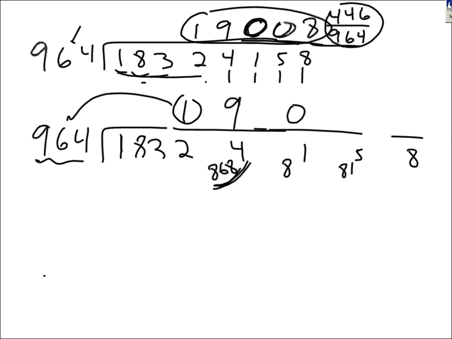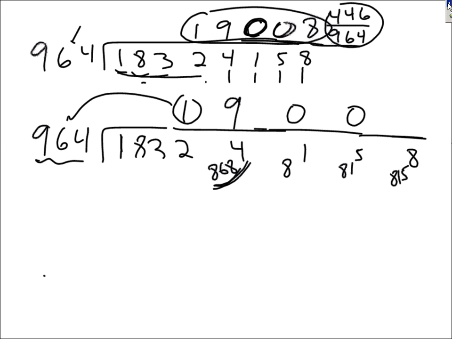Then I ask myself, how many times does 964 go into 815? And since 815 is less than 964, the answer is 0. And when I take away 0 times 964, which is 0, when I take that away from 815, my remainder is 815.